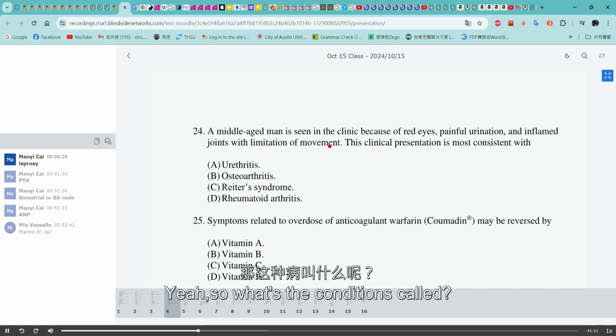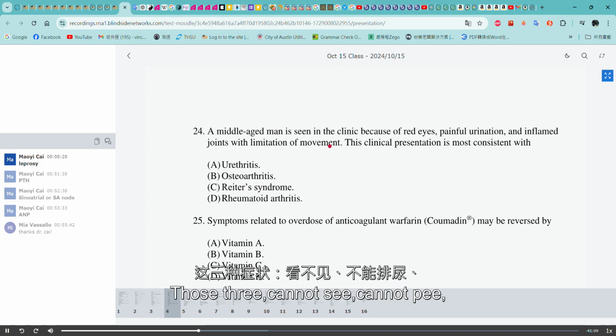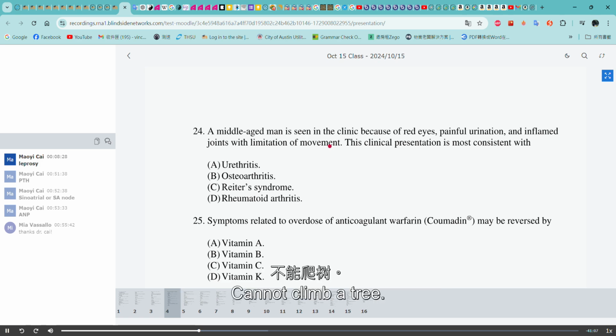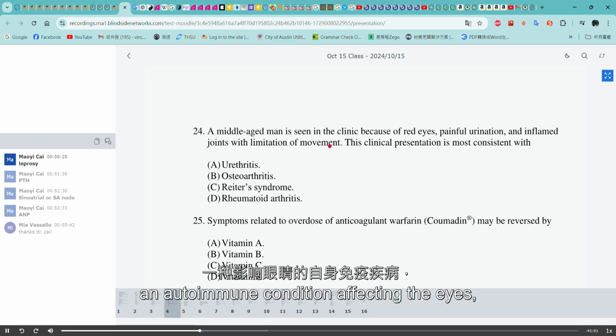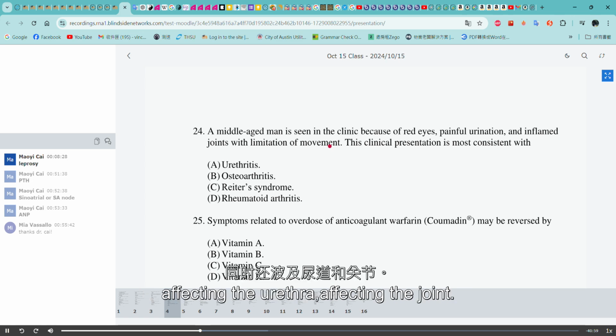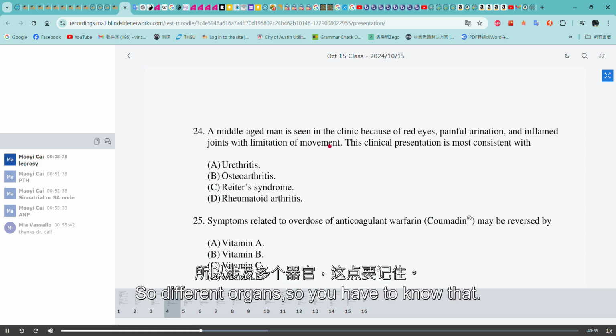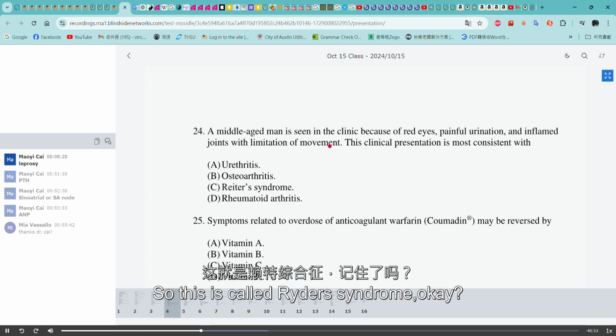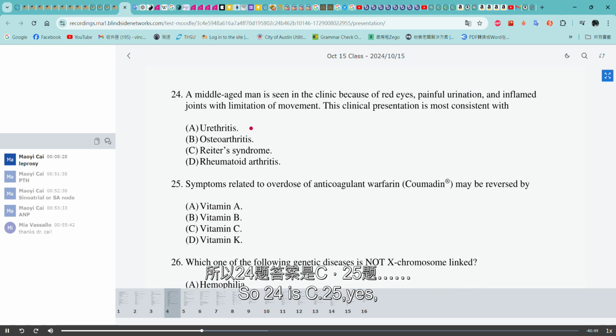So what's the condition called? Those three: can't see, can't pee, can't climb a tree. That's called Reiter's syndrome. It's an autoimmune condition affecting the eyes, the urethra, and the joints. So different organs, so you have to know that. So this is called Reiter's syndrome. Okay. So 24 is C.